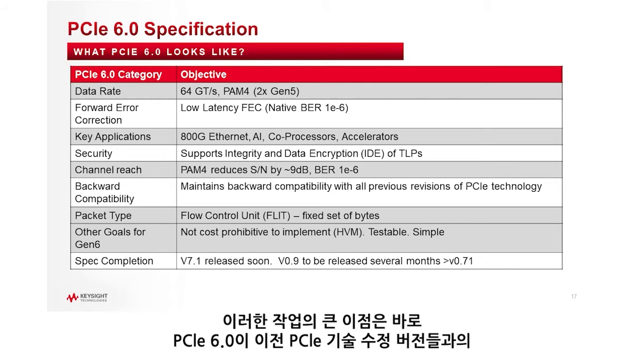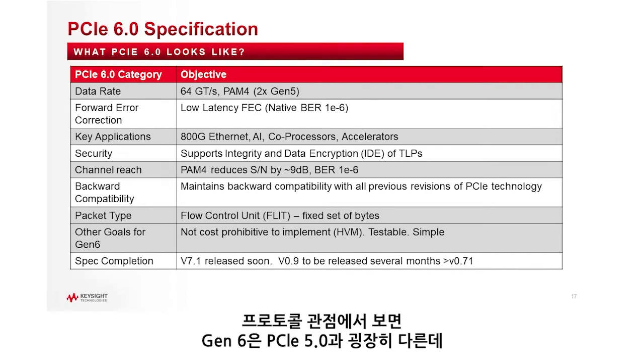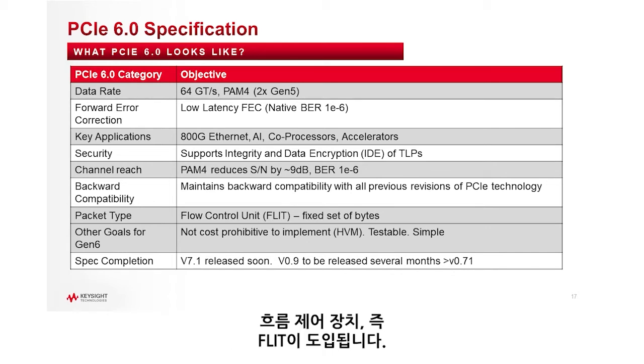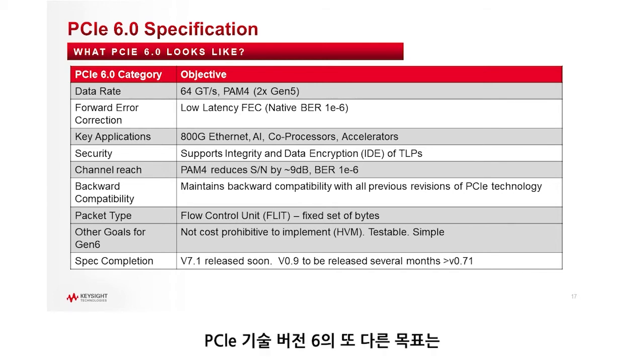Now, a big benefit of doing all of this is that PCI Express 6.0 will maintain backward compatibility with all previous revisions of PCI Express technology. But we also define a new type of packet. So from a protocol standpoint, Gen 6 is very different from PCI Express 5.0 with the introduction of the flow control unit, or FLIT. So this is a fixed set of bytes and represents a new packet type for PCI Express 6.0.